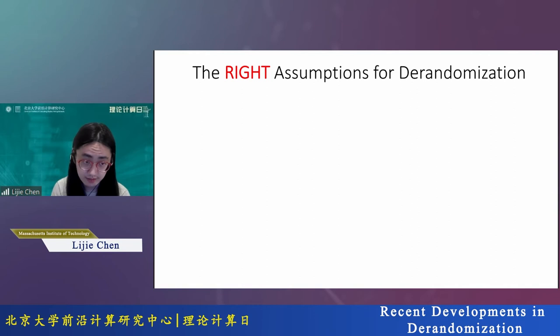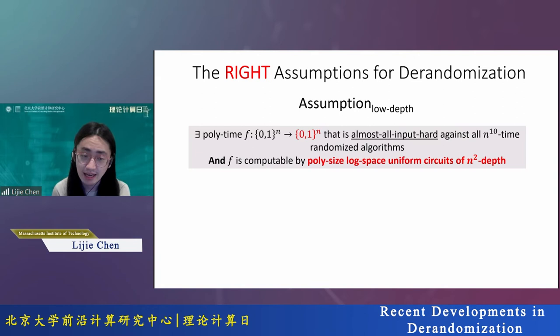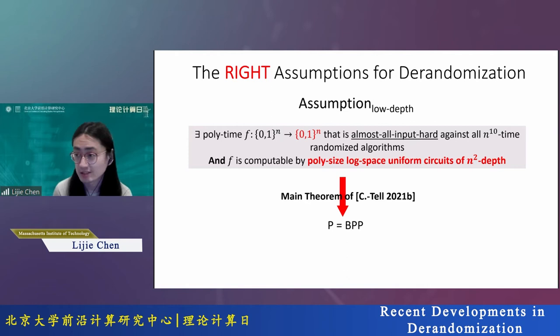So the main result of this paper is that if we add one more condition to the hard function in this assumption, then it implies derandomization. Let me try to state it for you. First, we still assume F is from n bits to n bits, or F is from n bits to n to the 100 bits. That's also okay.